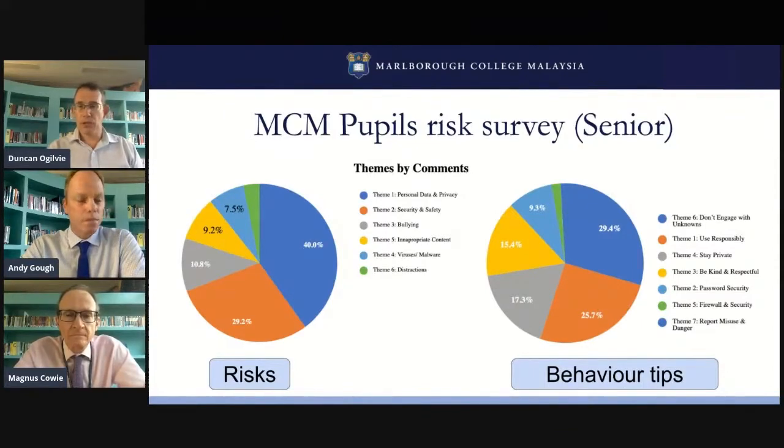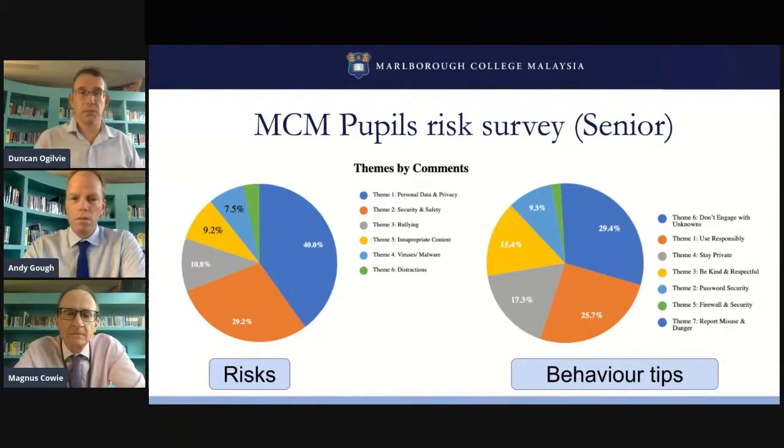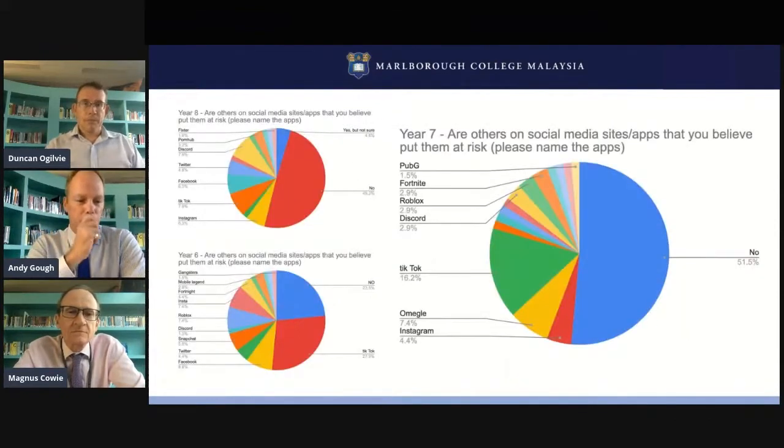Now, in terms of behavioural tips, it was quite interesting. They were very knowledgeable, and they felt that there were a number of different ways that people could use online environments safely and responsibly. There were a number of different strategies in place to protect their passwords, and also a number of different themes that run across wellbeing and the pastoral element in college in terms of being kind and being respectful online. There are obviously other elements to this, but that is a brief overview.